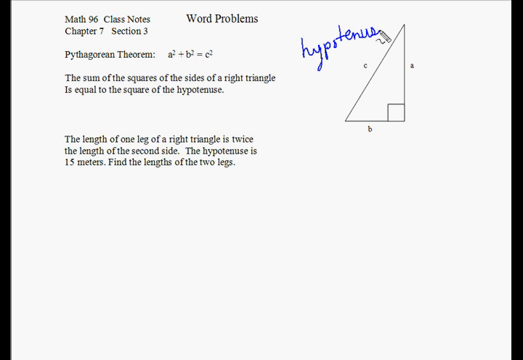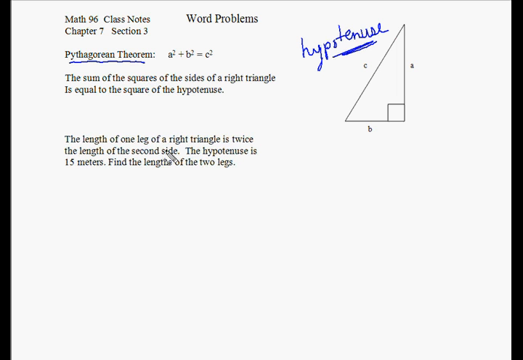If you see a word problem that uses the word hypotenuse, then they're talking about a right triangle, and most likely you can use the Pythagorean theorem to solve it. The sum of the squares of the sides of a right triangle is equal to the square of the hypotenuse. So let's look at this word problem.